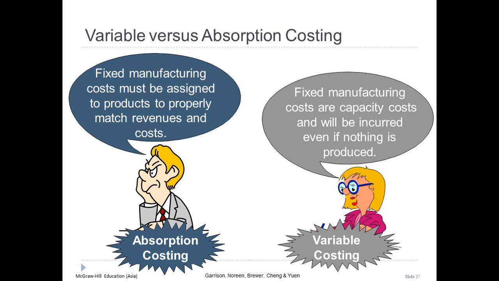But advocates of variable costing view fixed manufacturing costs as capacity costs. They argue that manufacturing costs would be incurred even if no units were produced. So we're at different opinions.